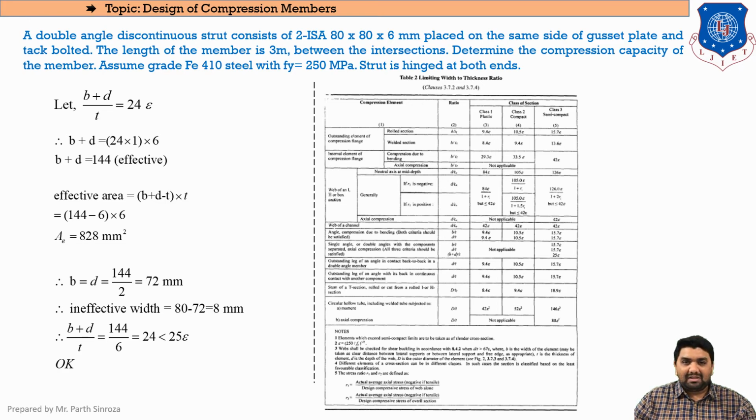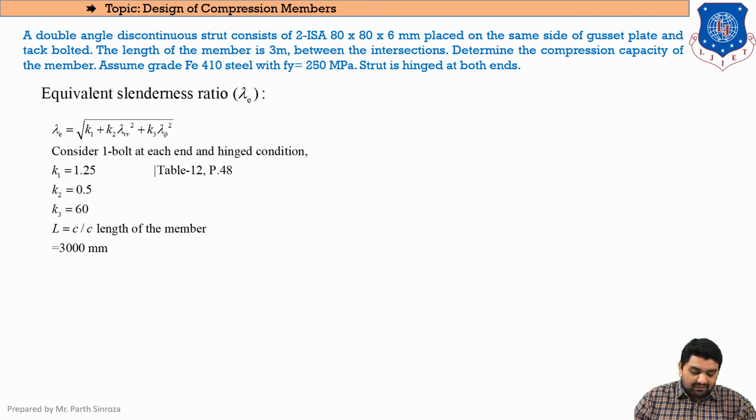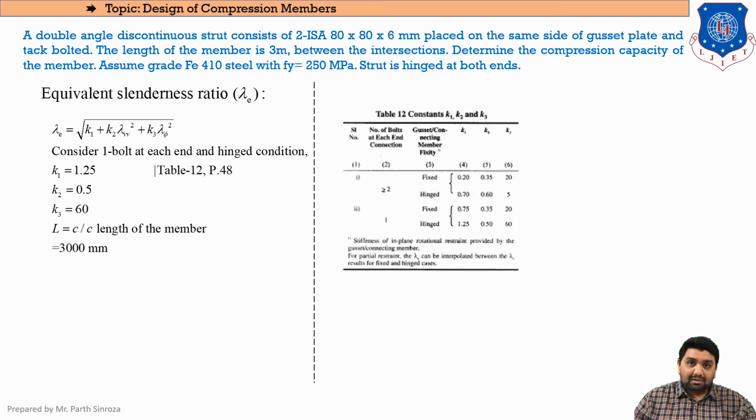Yeah, this was the major change. Now the remaining portion will be the same. Moving ahead, the next thing will be finding the value of lambda E from this equation from page number 47 and 48. As you can see here, lambda E will be equal to K1 plus K2 plus K3. The values of constants K1, K2, K3 can be obtained from table number 12.